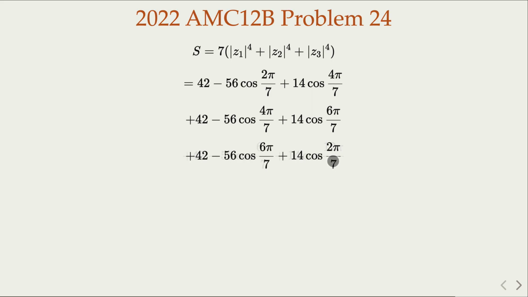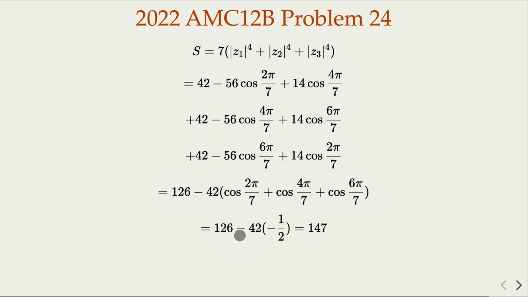So let's rewrite that. Now here you notice that everything is 2, 4, 6. We combine that, it's going to be 126, and then this is 56 plus 14 with negative 42, and this summation, remember earlier we know that this summation equals negative 1/2. So this quantity negative 1/2, just plug in here, and that's going to be 147, the final value.